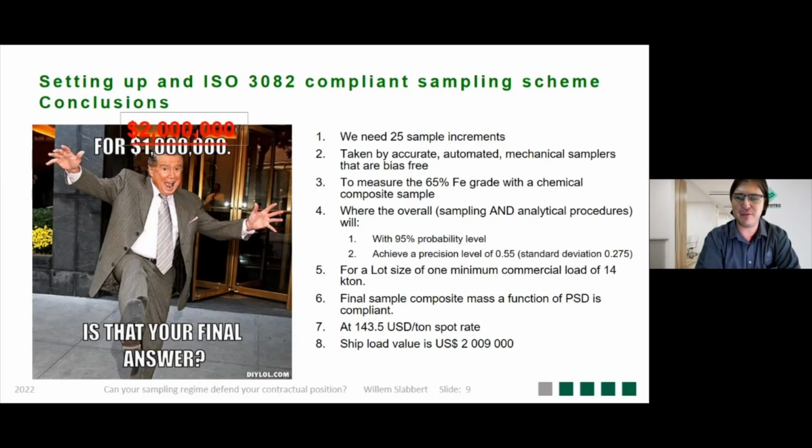Now at $143.5 per ton, which was the spot rate from a day or two ago, the shipload value would be around $2 million. So we have $2 million on the line for an ISO compliant sampling system. And the question is, are we happy with our design scheme?